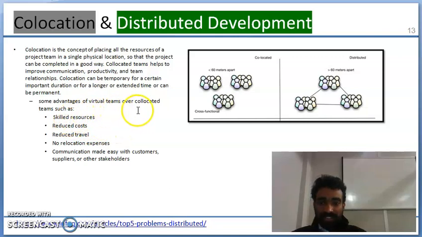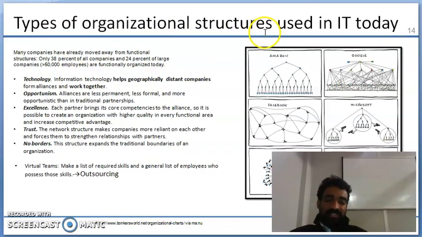Some advantages of the virtual teams are the skilled resources, reduced costs, reduced travel, no relocation expenses, and a few other things. Coming to the types of organizational structure used in the IT industry today, many companies have moved on to the functional structure, and these are the aspects that the company follows: the technology aspect, the opportunism, the excellence, the trust, and the no-border thing. Keeping all these in view, they go to the virtual teams, make a list of required skills, and generate a list of employees who possess those skills.